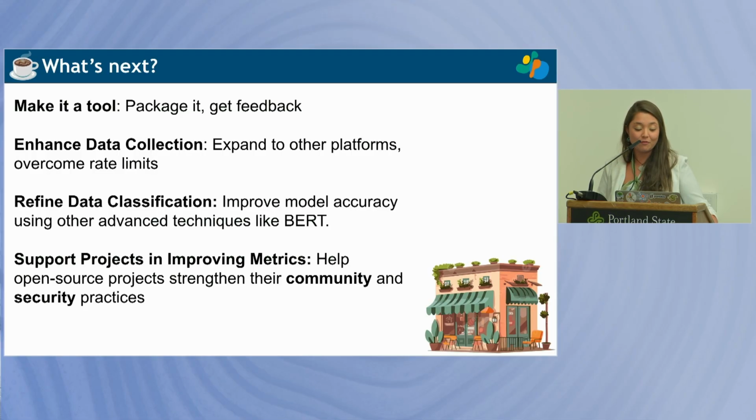And then this is my favorite, which is supporting projects and improving the metrics. I personally think that this data is very informative of things that we can do to help projects strengthen their communities. The fact that a lot of projects already have more than 200 stars says a lot. They already have a community. They already probably have a lot of contributors out there. And if they don't have a contributing guide, then that's kind of concerning.